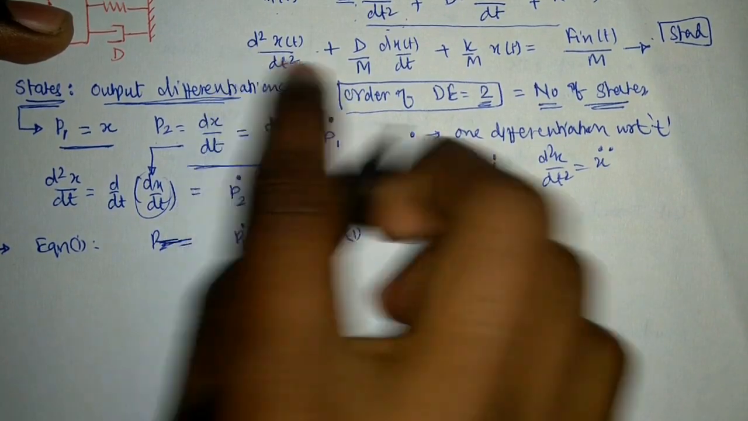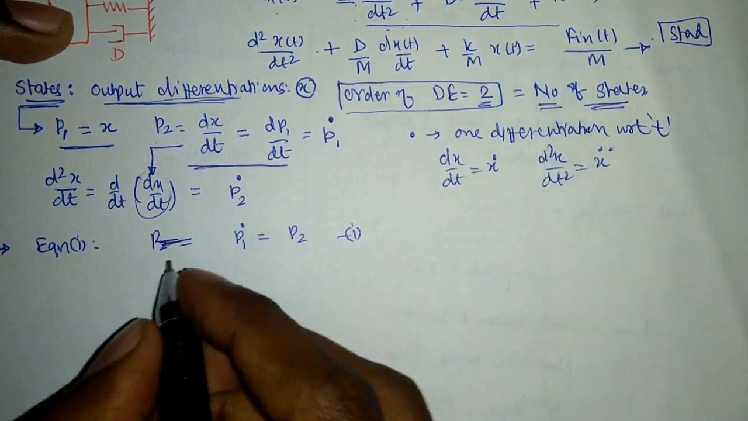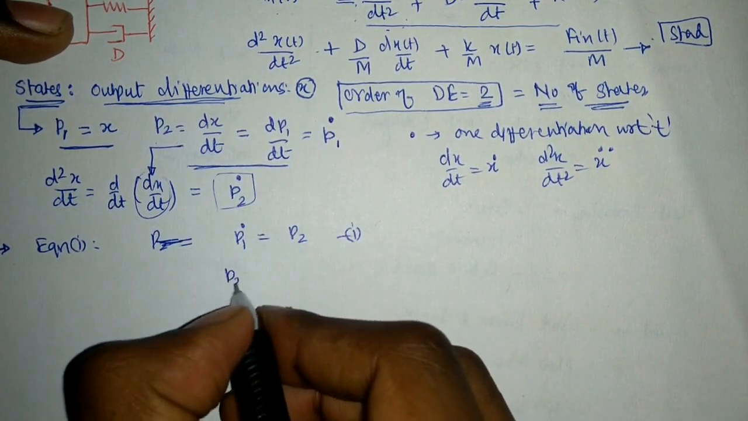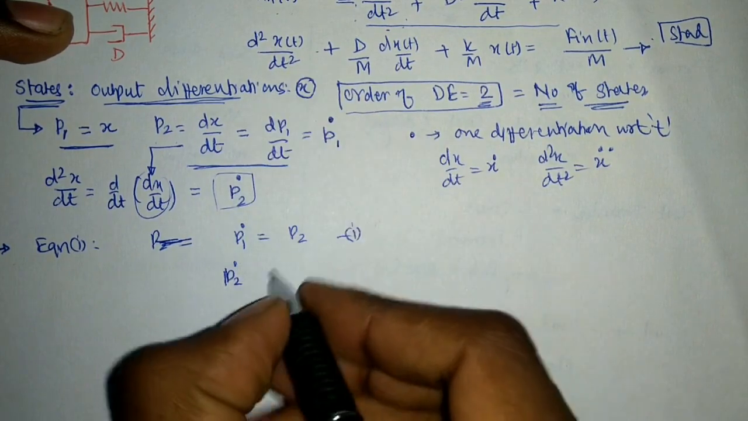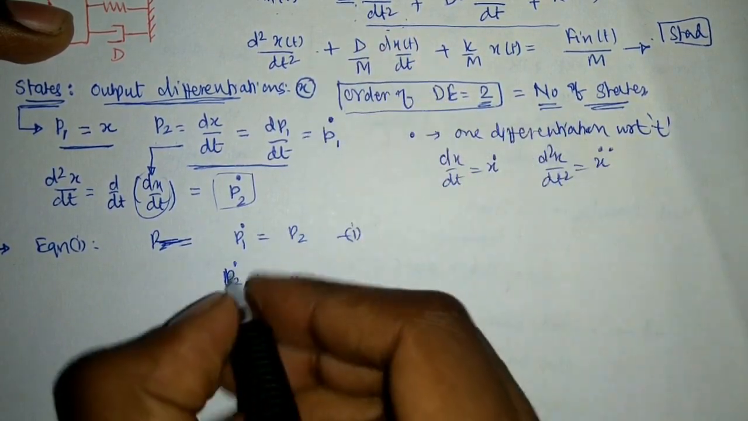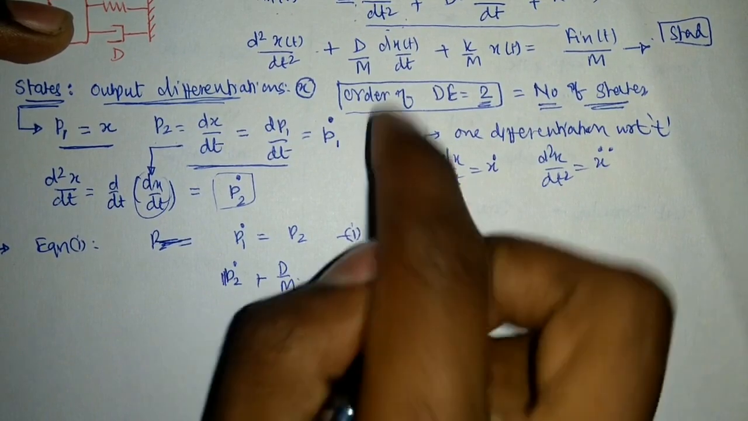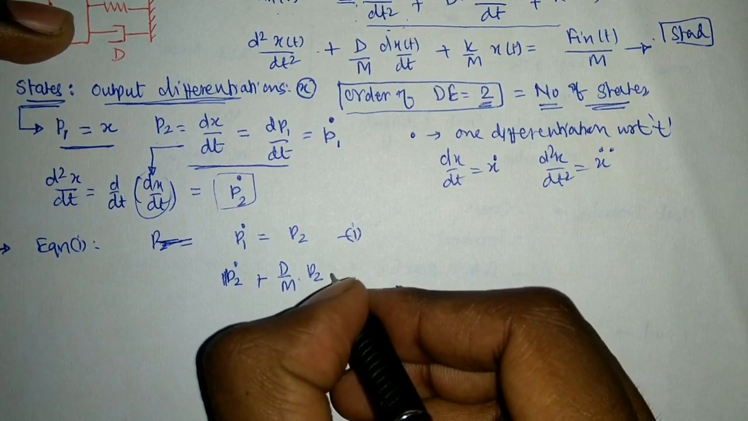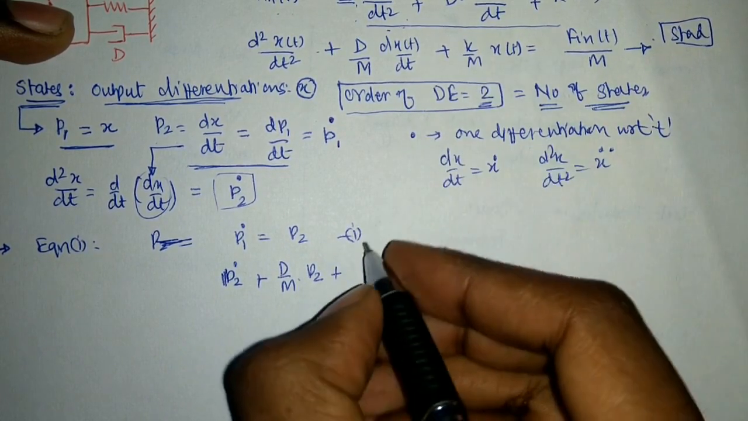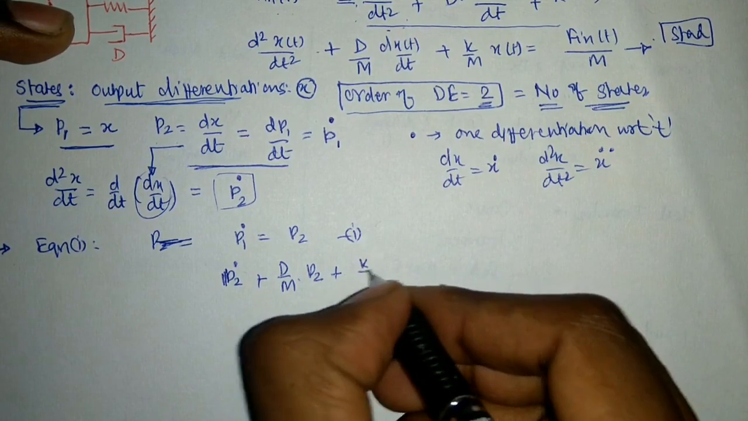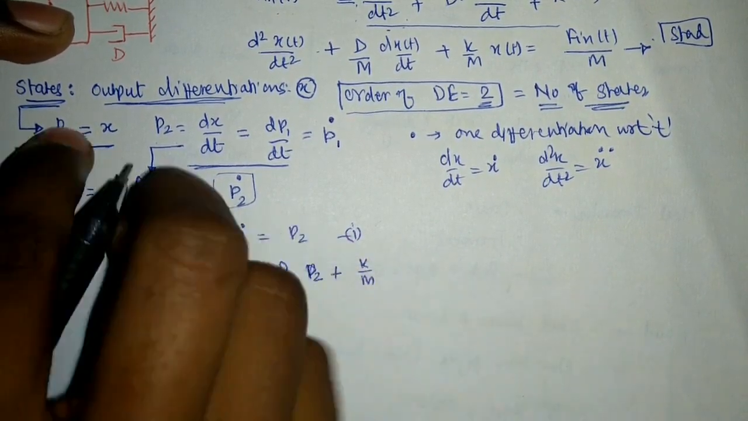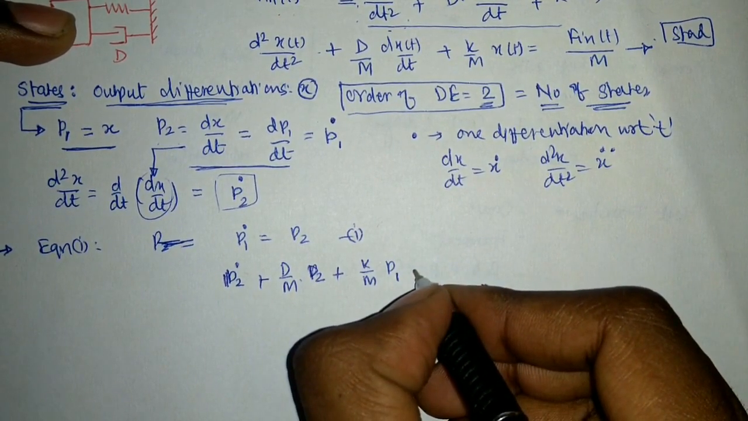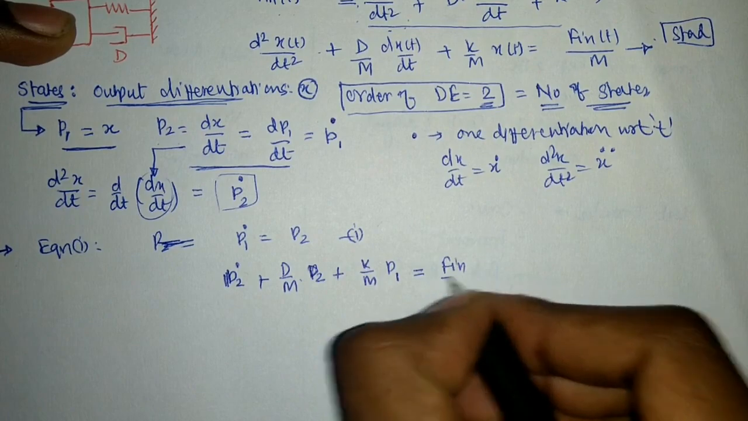And the second equation, I'm going to replace all these values with what we have done here. So d square x by dt square is nothing but P2 dot. So it will become P2 dot, plus D by M into the next value, that is D by M into dx by dt. What is our dx by dt? dx by dt was P2, nothing but P2, right? Then plus K by M into x of t. What is x of t? x of t is P1, right? And that is equal to our F input divided by M.